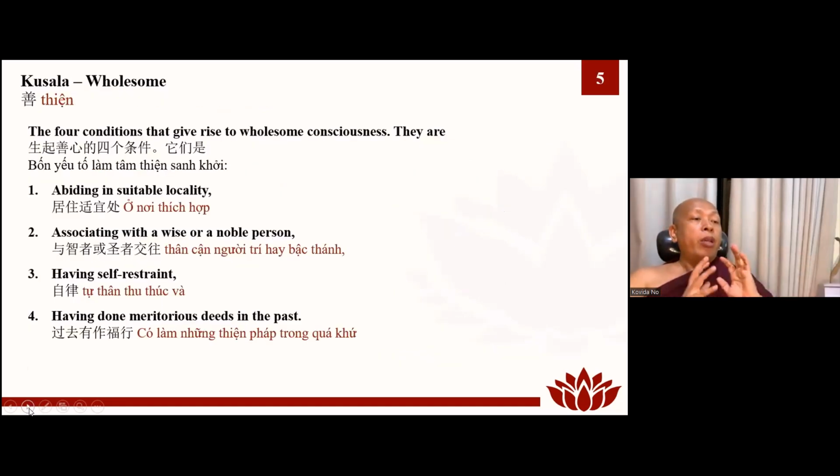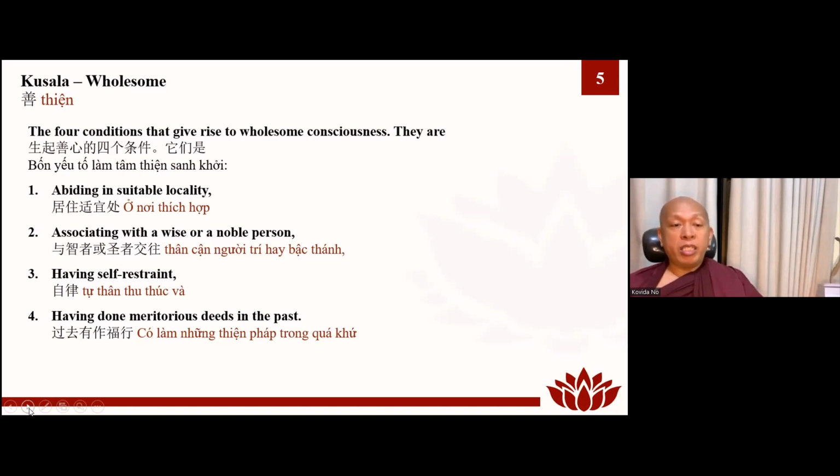The four conditions of kusala karma, right? The four conditions that give rise to wholesome consciousness. The first one is abiding in a suitable locality. Actually, in our community, because we have to follow many different rules and regulations, very few people will make mistakes. If somebody makes a very serious mistake, they cannot live in the community because the community doesn't accept that. Okay, so here, abiding in a suitable locality.